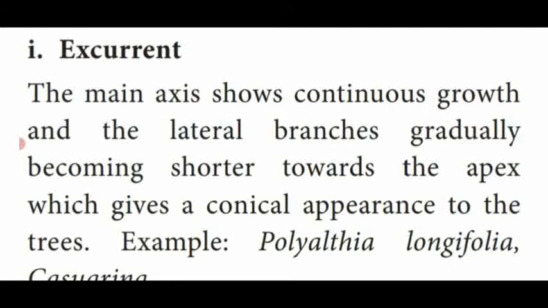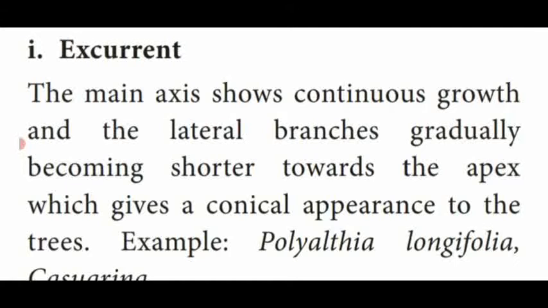So the main axis shows continuous growth. Main axis means the mid stem, the trunk region. But the lateral branches show shorter growth from the base towards the tip. When growing towards the tip, the growth is very short. So the entire tree looks conical or triangular in shape.